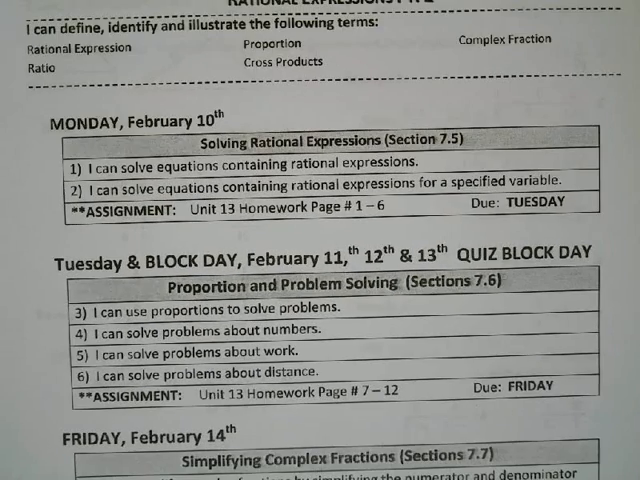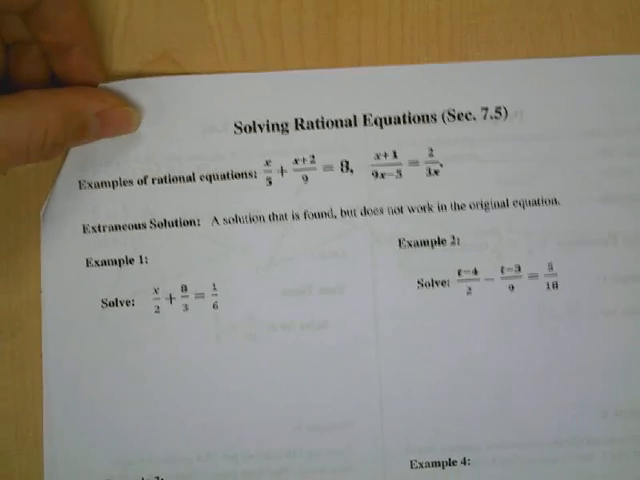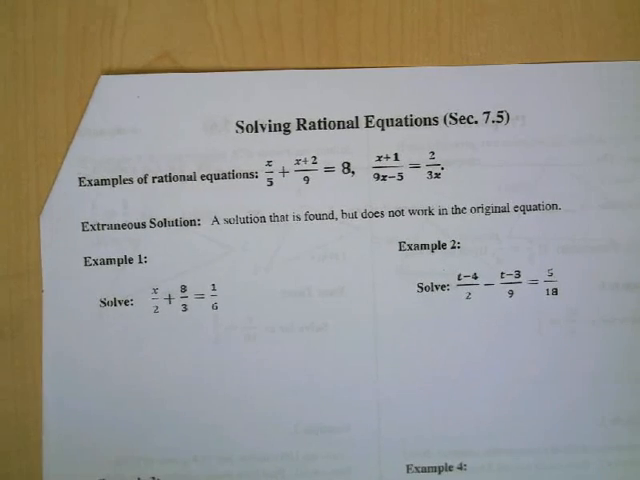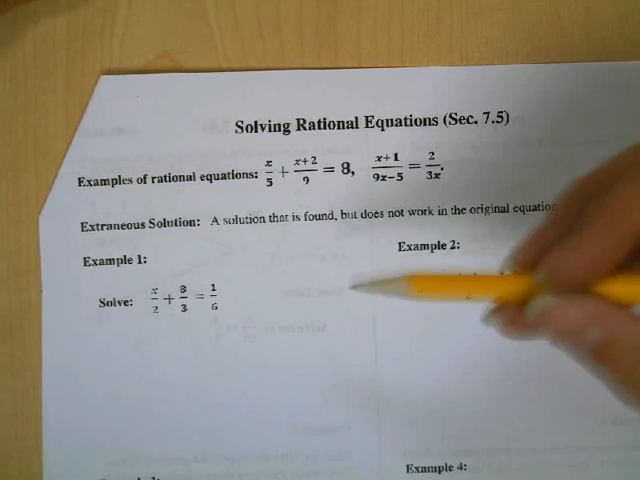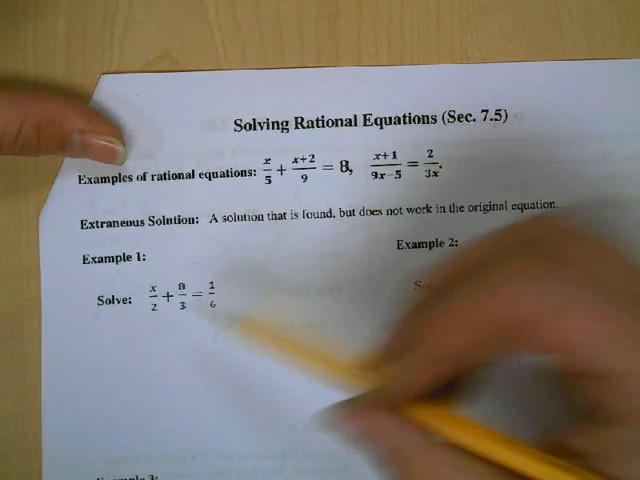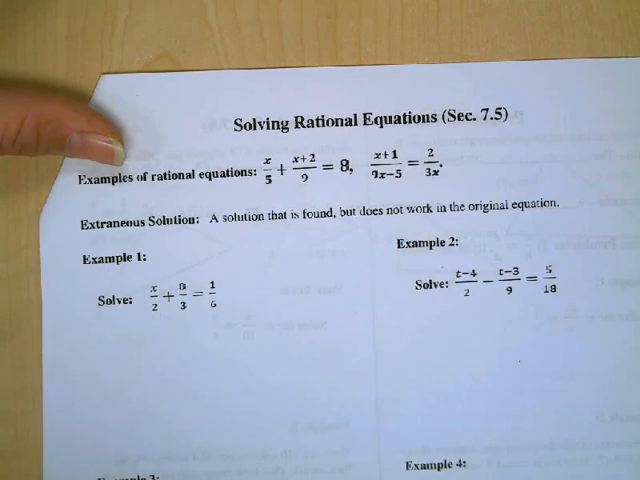So Unit 13, we're going to start off looking at solving rational equations. In the last unit, Unit 12, we looked at how to simplify rational expressions, how to multiply them, add them, subtract them. So now we're going to be looking at equations, which means we have an equal sign over here. So we still have the fractions, that's what makes these things rational, okay, but now we're going to have an equal sign thrown in.